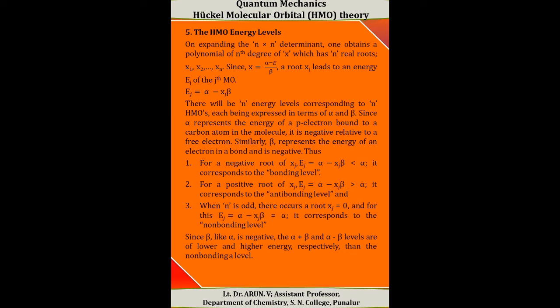And when n is odd, there occurs a root xj equal to 0. For this, Ej equal to alpha minus xj beta is equal to alpha. It corresponds to the non-bonding level. Since beta, like alpha, is negative, the alpha plus beta and alpha minus beta levels are lower and higher in energy respectively than the non-bonding level.